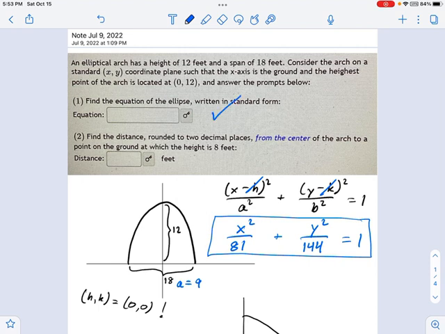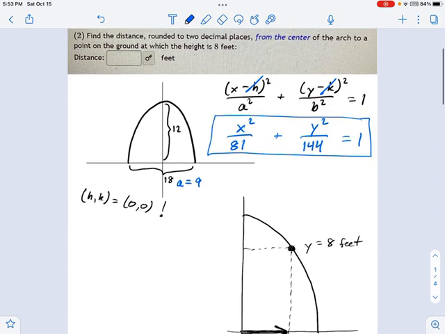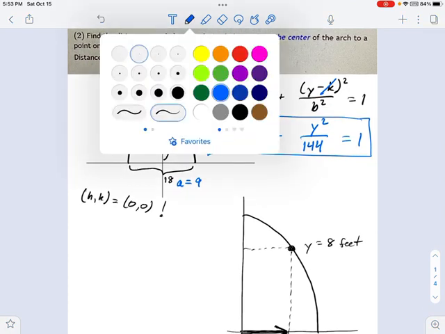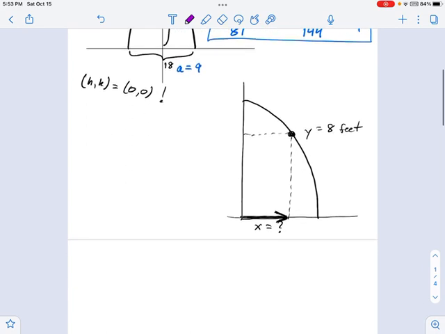Now moving on to the next part, they say find the distance rounded to 2 decimal places. And I want to be really clear about what they're asking for. From the center of the arch to a point on the ground at which the height is 8 feet. Okay, so the height of this thing is going to be 8 feet, and it has to go from the center of the arch. So I've drawn my interpretation of that right here.